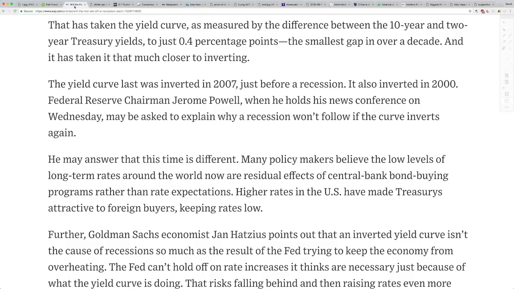For those who don't know about the yield curve, I'll quickly explain it here. The yield curve, as measured by the difference between the 10-year and the 2-year Treasury yields, has narrowed to just 0.4 percentage points, the smallest gap in over a decade, and that has taken it that much closer to inverting. The Fed, by the time you watch this, may have already increased rates, and it's going to push it closer and closer to that point of inversion. The yield curve last was inverted in 2007, just before a recession. It also inverted in 2000.